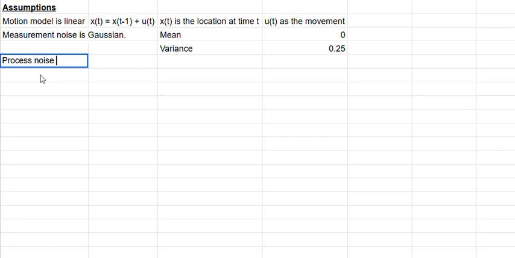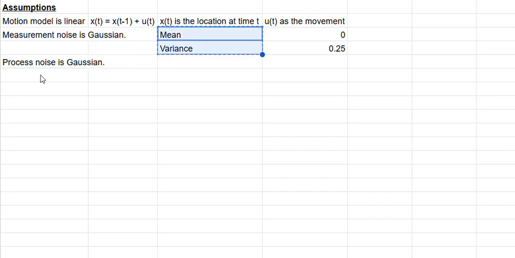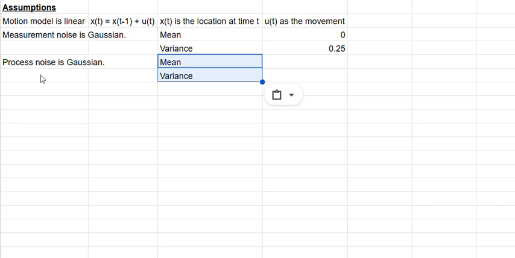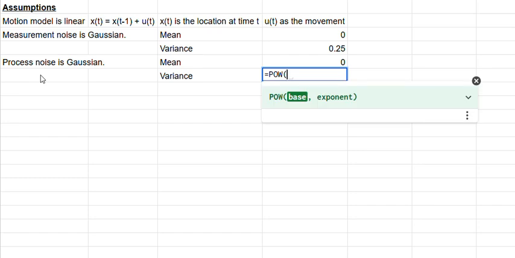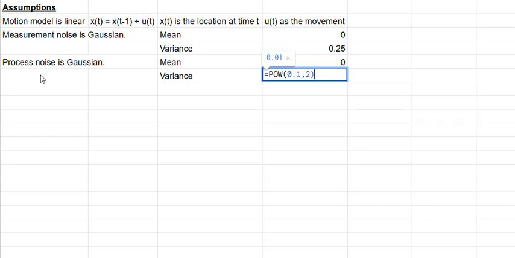Now we also make an assumption that the process noise is Gaussian. Here we mean that the input controls that have been given mechanically are going to have some noise, and let's say it's a Gaussian distribution and its variance is 0.01. So let that be the thing.